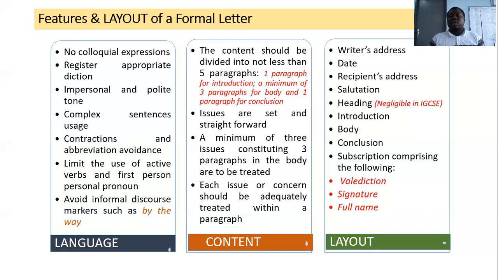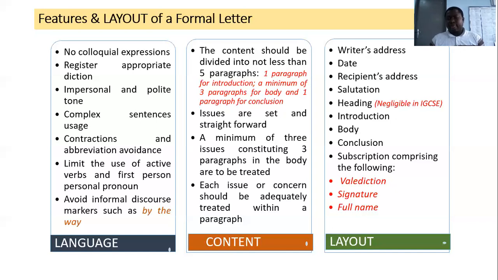Issues are set out straightforwardly. So here you're not going to beat about the bush. It's a formal letter. Whatever it is, you go straight at it and then you discuss it. A minimum of 3 issues, constituting 3 paragraphs in the body, are to be treated. Each issue or concern should be adequately treated within a paragraph. So whatever you're talking about, make sure you have fully discussed it, as one of the key features of paragraph development is adequate development.